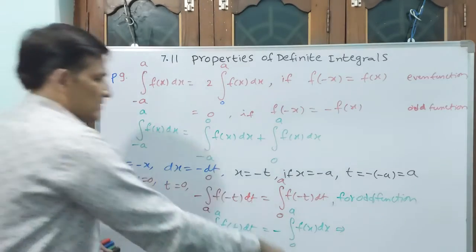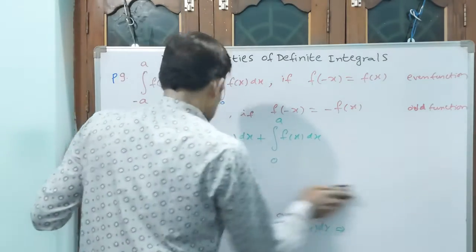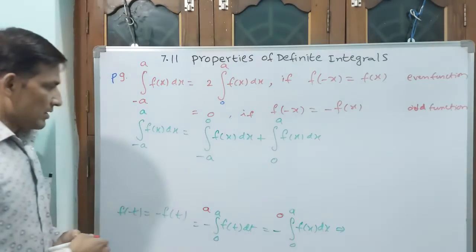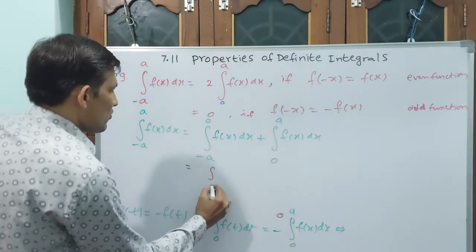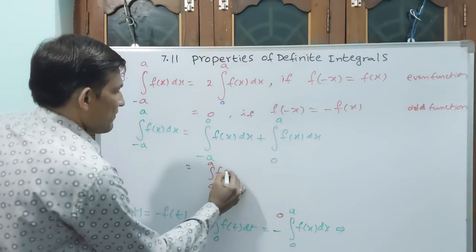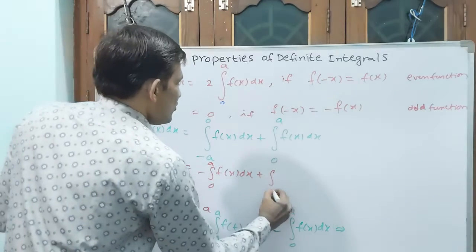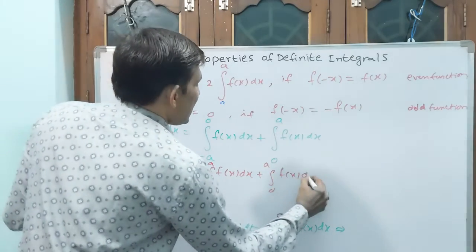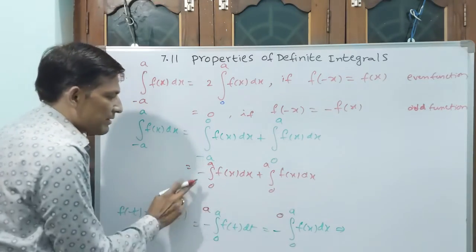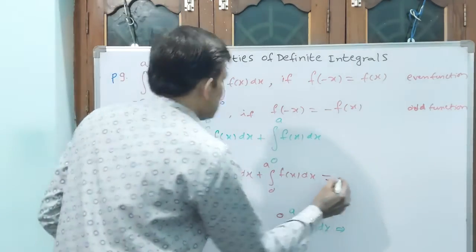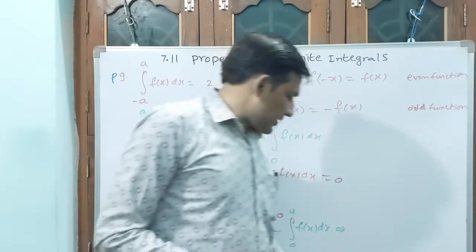Pause and note down, I am removing this. Okay. Now this function has become an odd function. Odd function means, see, this is going to become 0 to a f of x dx, but outside minus will be there, plus 0 to a f of x dx. That means the same function 0 to a f of x dx, but plus and minus, that is equal to 0. Okay, this is the proof for your ninth property of definite integrals.